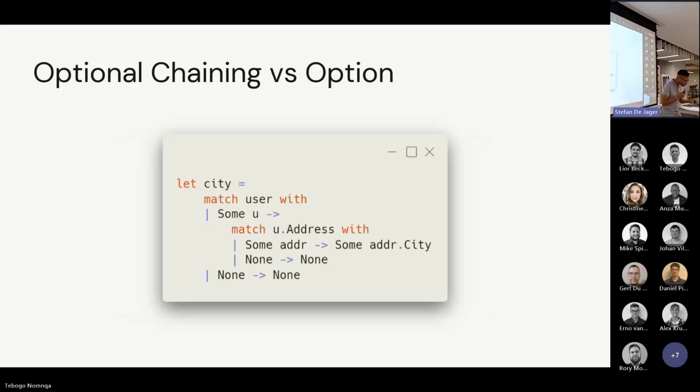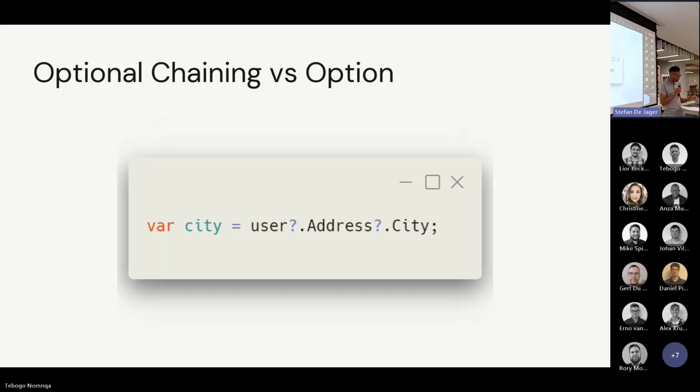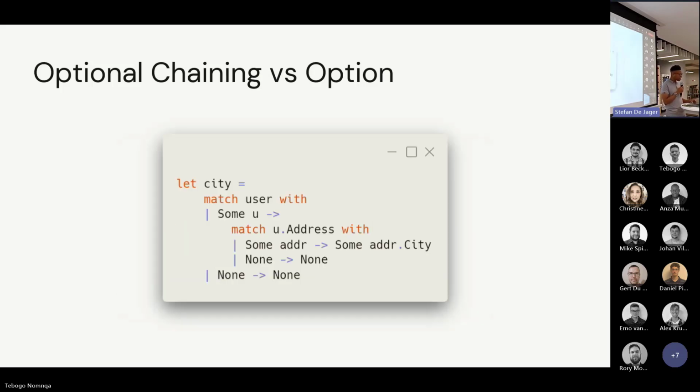In F# land, the option type forces you to deal with both the presence and the absence explicitly. So instead of just throwing null, you can actually cater for the possibility of absence. While this is more verbose than C#, which is just one line, this forces you to be explicit in your code, leading to fewer bugs and fewer edge cases.